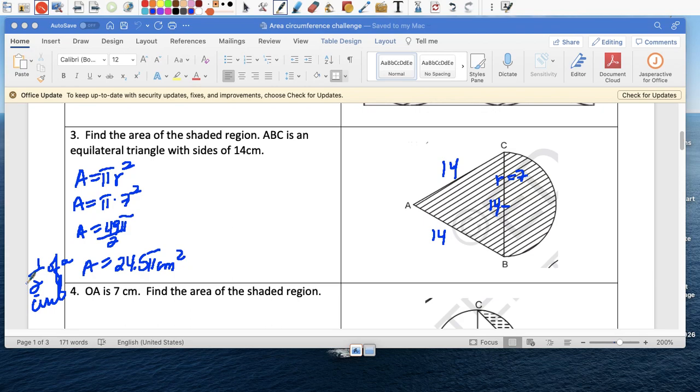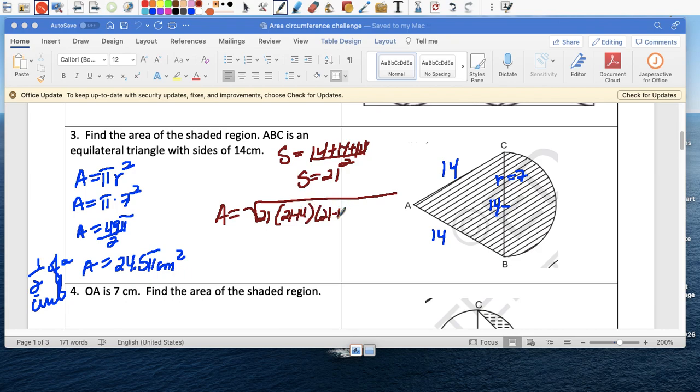Now, what's the area of the triangle? Well, the triangle is a little bit more work, but you can use Heron's formula, right? So we do the semi-perimeter, which is all the sides added, and then we divide that by 2. So 14 times 3, enter, divided by 2 is 21. So the semi-perimeter is 21. Using Heron's formula, area equals the square root of 21 times (21 minus 14), repeated 3 times. So area equals the square root of 21 times 7 times 7 times 7. It's going to give you 7,203.